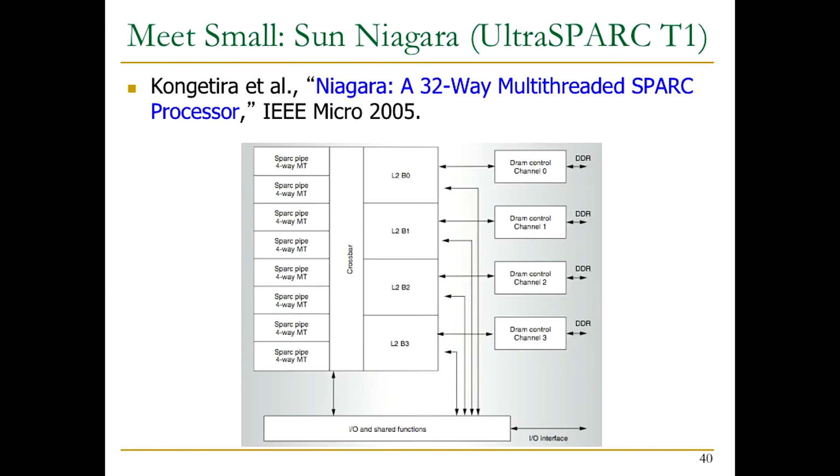So this is what Niagara looks like. Basically, you have these 8 different cores over here. Each one of them is 4-way multi-threaded, and they're connected to a very beefy memory system. So the memory system was important. Memory system is important regardless of how you design the cores over here. That's why we started with the memory system. So I'm not going to talk about the memory system parts of it.